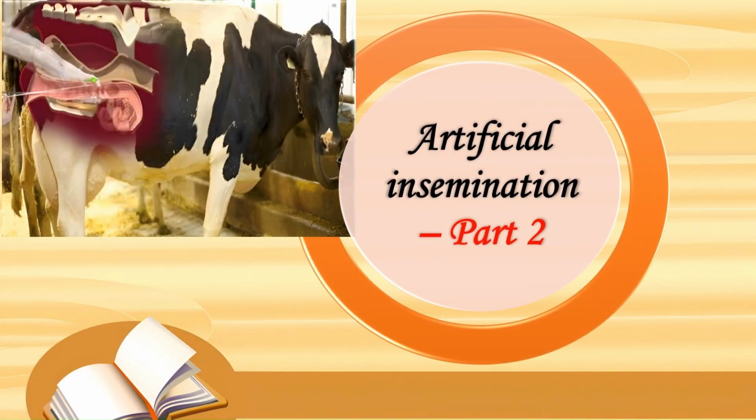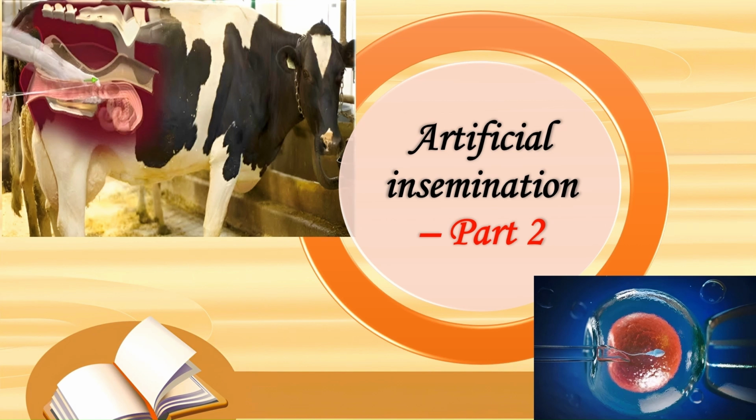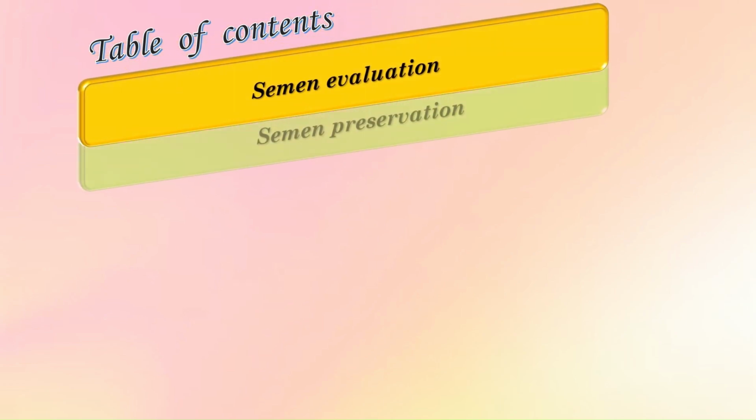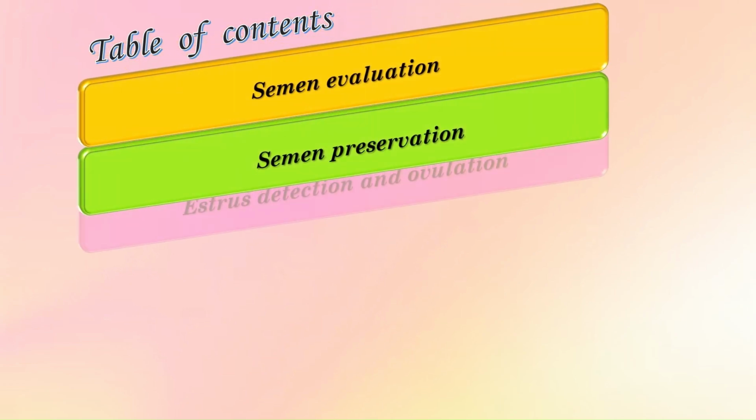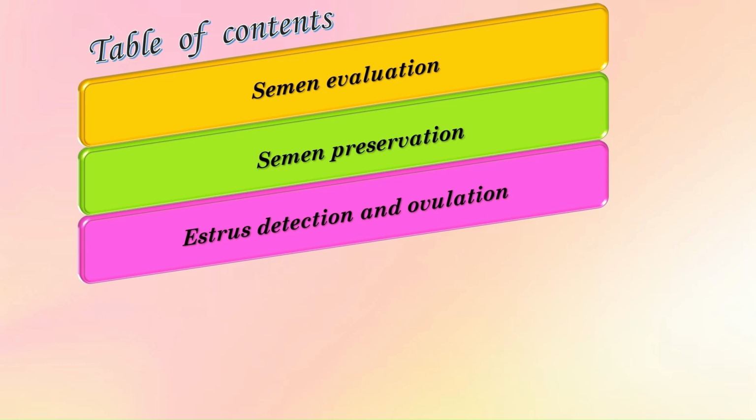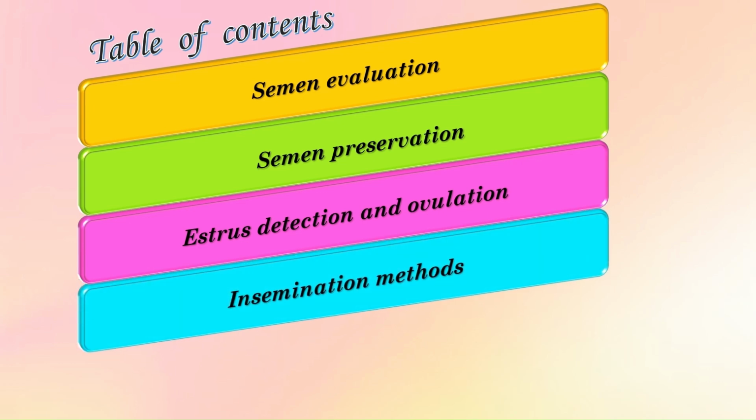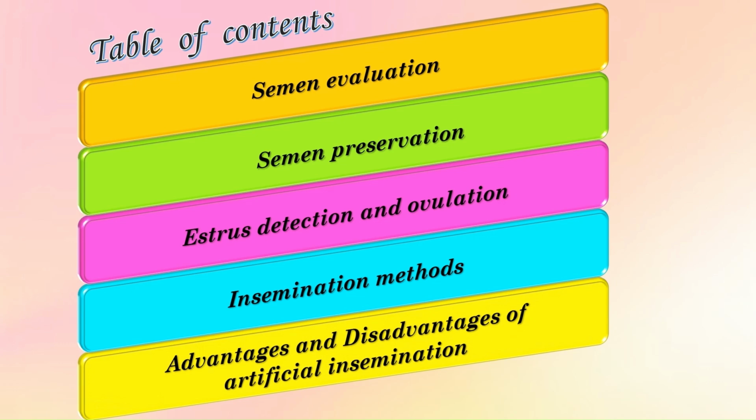Artificial insemination. In the first part of artificial insemination, we had already briefed about semen collection methods. Following this, let's talk through some aspects of semen analysis in this presentation. Semen evaluation. Semen preservation. Estrus detection and ovulation. Insemination methods. Advantages and disadvantages of artificial insemination.